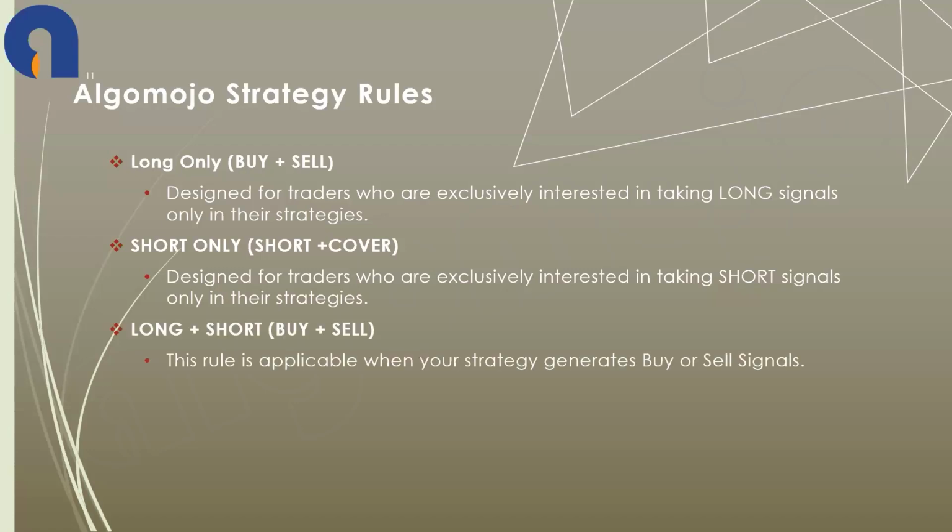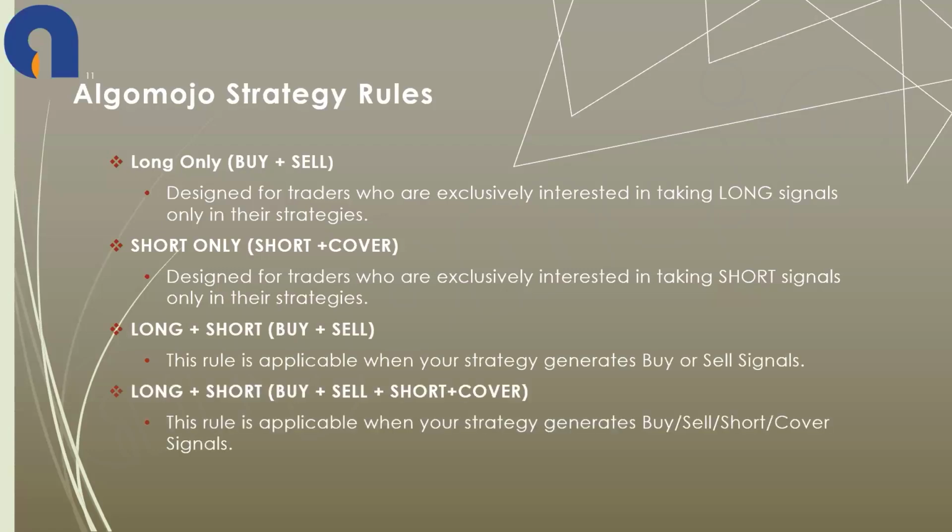Suppose you want to trade both long and short, you can use this rule called long plus short, buy and sell. There's one more variation called long plus short, buy and sell, short and cover. Now, both rules are the same, except that TradingView normally gives you buy and sell, so use that rule. Amibroker also gives buy, sell, short, and cover. So for Amibroker users, use the fourth rule.